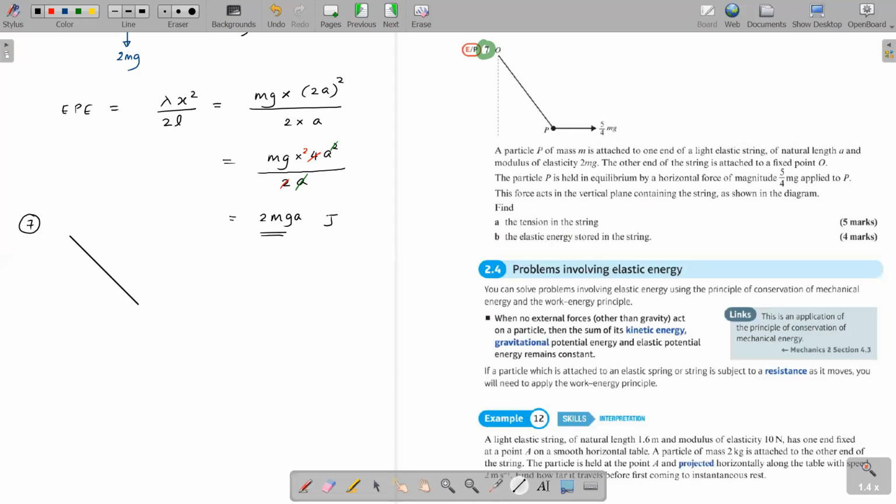Okay, so let's get it done. First, let's mark the complete force diagram. So what is the complete force diagram? Here, OP is your string, right? O to P, you have your string. And at P, you give the force. So we are applying a force 5 over 4 mg. This 5 over 4 mg force is what's going to keep it in equilibrium.